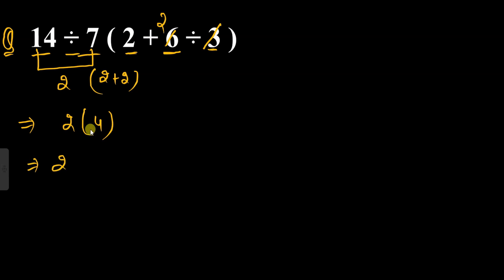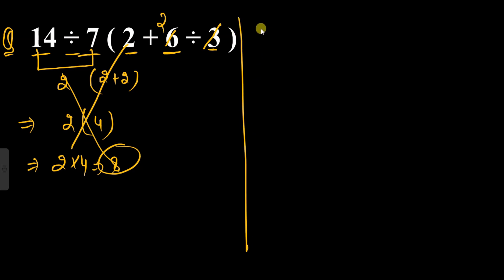Now, 2. We'll multiply 4 here. 2 times 4 equals 8. This is the answer, but this is the wrong method. Now, let's rewrite the question.